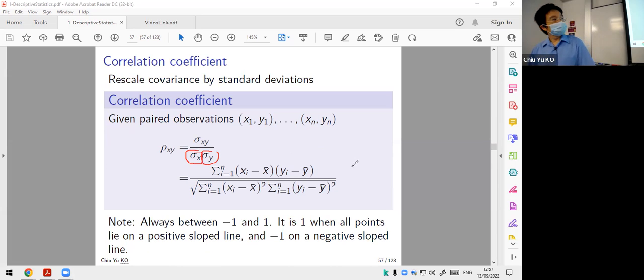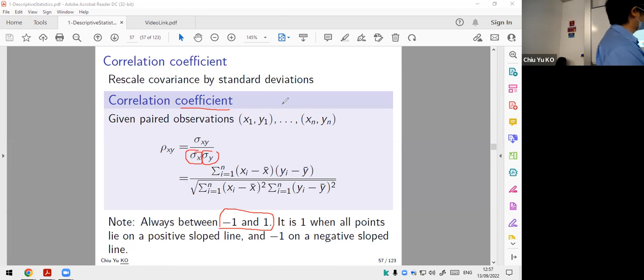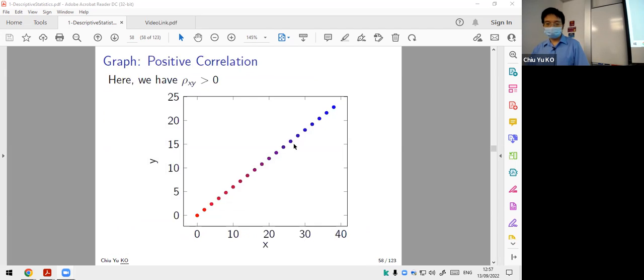By doing so, one good thing is this value, which you can prove, is always between -1 and 1. This is called the correlation coefficient. So what it means is this normalization, this rescaling, always gives you a value between 1 and -1, and 1 is when every dot is on a line, and -1 is when every data point is on a negative line. So let me show you the example, and you will be convinced this is a good measure.